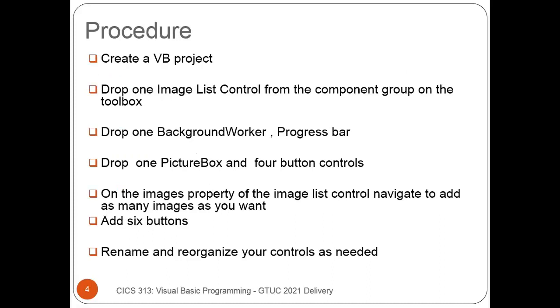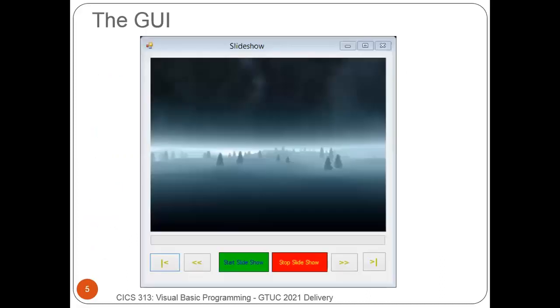So this is basically how our user interface would be like. Now here we have our window, and then here we have our picture box. Now this is just an image that I put there to represent my slideshow. And then this here is the progress bar, this horizontal rectangle here.